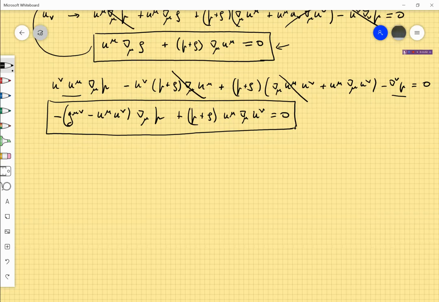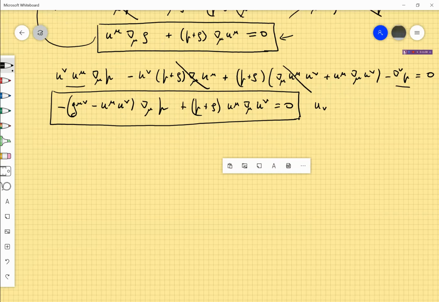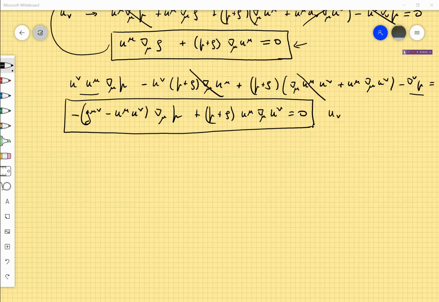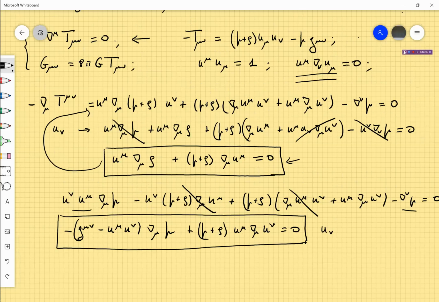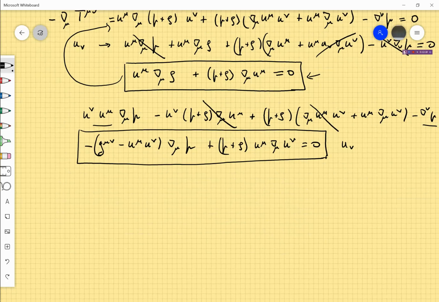This means that this equation should be orthogonal to the velocity, and indeed, if you multiply this by u_ν, you see that this gives you u^μ minus u^μ, so this vanishes, and the second term vanishes by virtue of this identity here. So indeed, this equation is orthogonal to the velocity. Now if you recall the form of the Euler equation, you see that this is the general relativistic Euler equation.